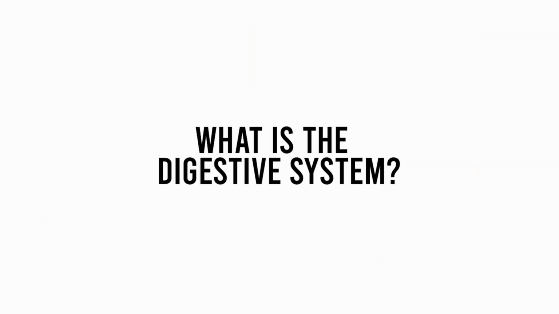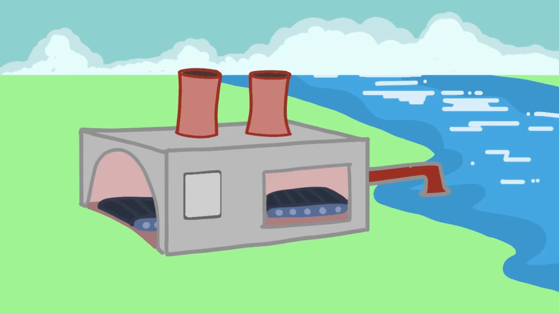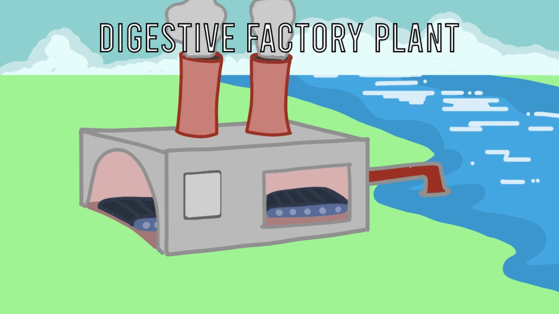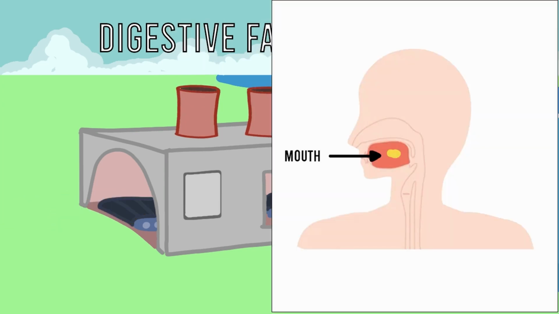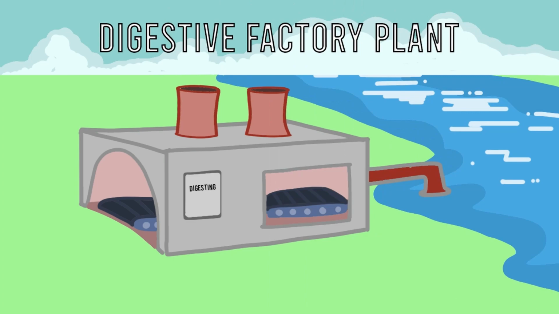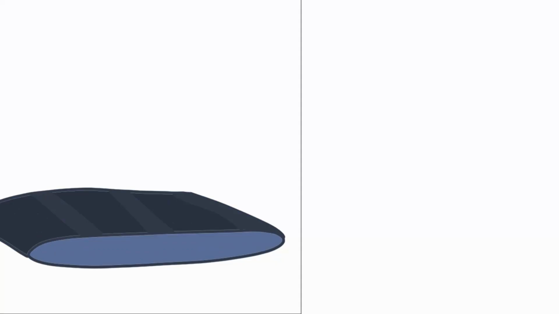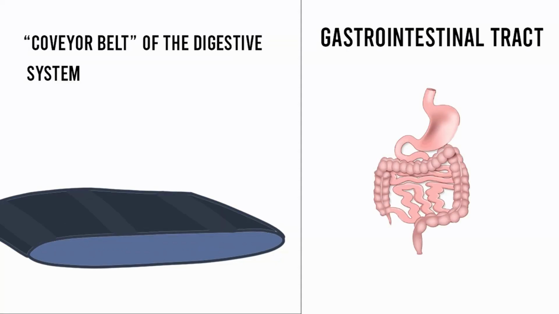So what exactly is the digestive system? You can think of the digestive system as your body's personal factory plant. In our digestive factory, we utilize food as our basic material, which is ingested through the mouth. This food moves along a conveyor belt known as our gastrointestinal tract, which includes organs such as our esophagus.